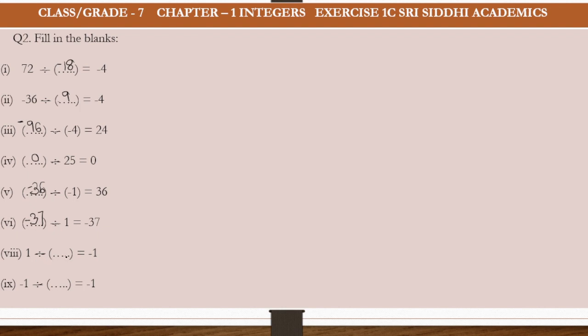1 divided by dash is equal to minus 1. Definitely this is minus 1. One of them has to be negative to get a negative as the answer. Similarly here, minus 1 divided by what is equal to minus 1? This has to be positive because this is already negative. This is already negative means this is positive.